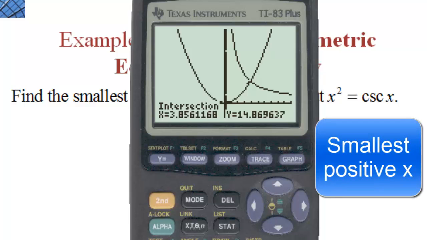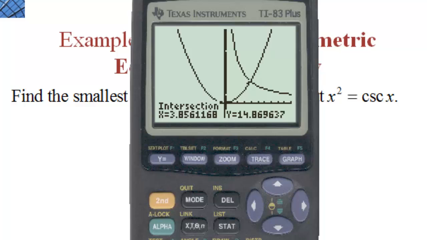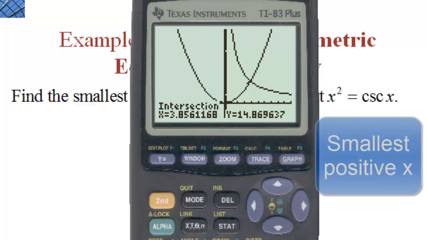So we want the smallest value of x. The thing about dealing with the cosecant is that it's a periodic function. So there will be many answers, many points where x squared will be equal to cosecant x, and that's why it's asking for the smallest possible value of x.